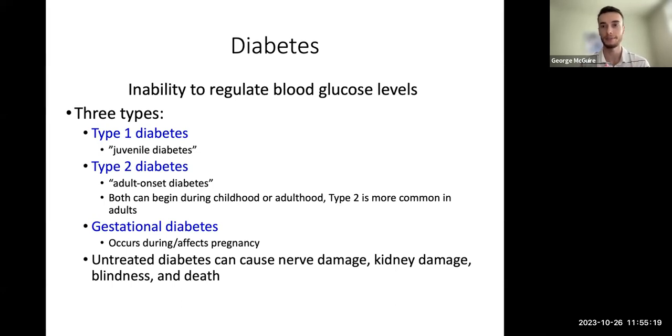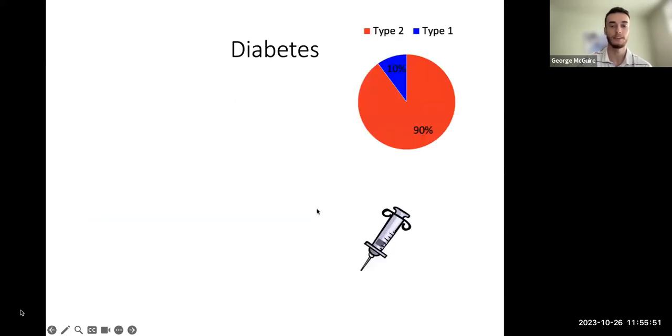And so there are three different types. We have type 1 and type 2. And although type 1 is referred to as juvenile diabetes and type 2 is referred to as adult onset diabetes, both of these can be developed at any point in a person's lifespan. And then we have gestational diabetes, which occurs during pregnancy. So type 1 diabetes and type 2 diabetes stem from a different cause, but again, both can develop at any point in a person's life. And then gestational diabetes occurs during pregnancy or infancy.